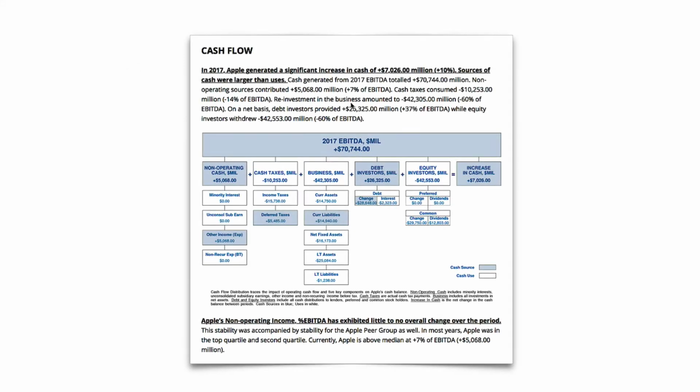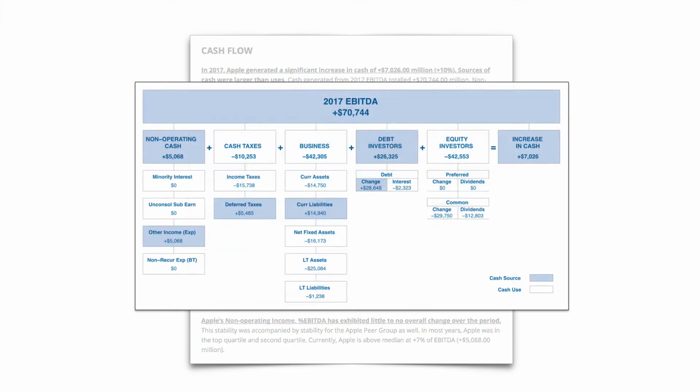One of the key measures of performance for a company is cash flow, and in particular how cash flow is used for a year. In 2017, Apple generated over $70 billion of cash flow. You can see non-operating cash contributed an additional $5 billion. Taxes took $10 billion. The reinvestment in the business was $42 billion. In debt, investors contributed $26 billion. The company sold new debt. Equity investors withdrew almost $43 billion from the business, leaving the cash balance to change by $7 billion.